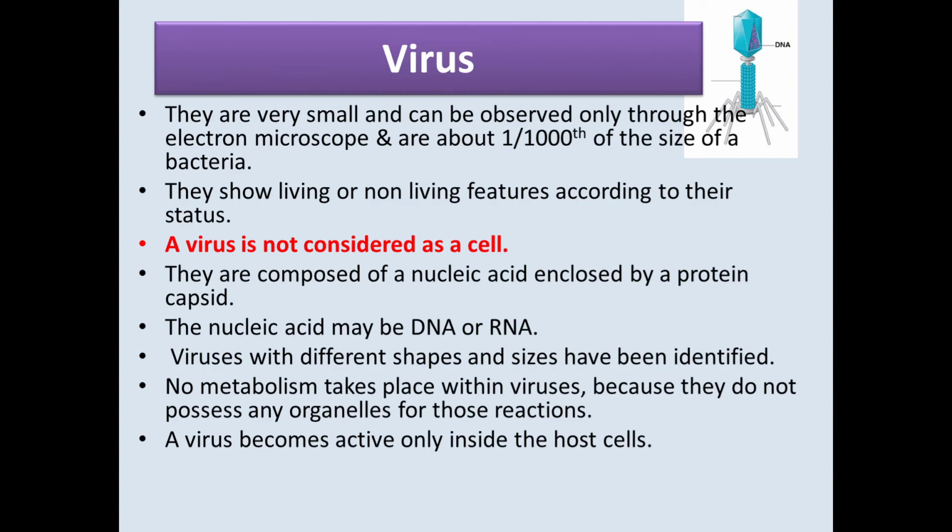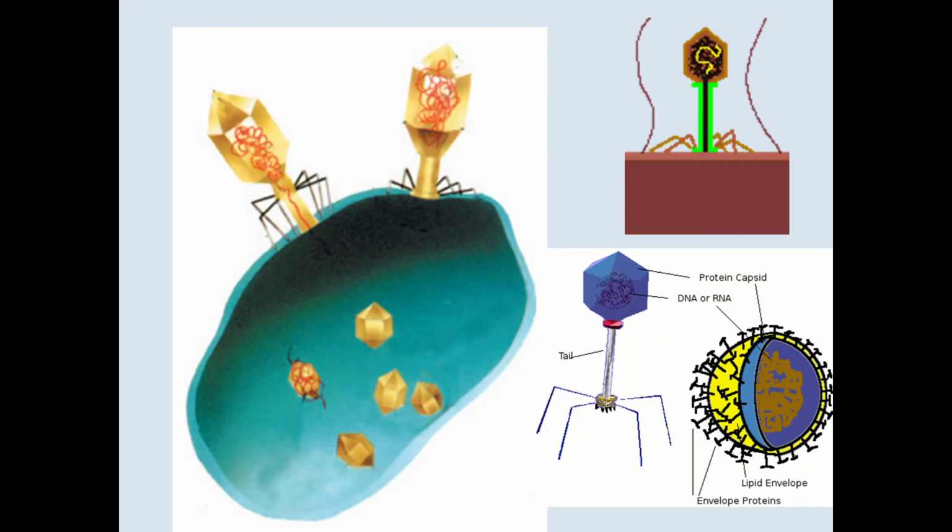However, virus is not a cell. It is not considered a cell because there are no cellular organelles inside the virus. What does it contain? It contains nucleic acids like DNA or RNA inside the virus and an outer protein sheet. No other things in virus. And no metabolism takes place within virus because there are no organelles within virus. Virus can reproduce only within bodies of other organisms.